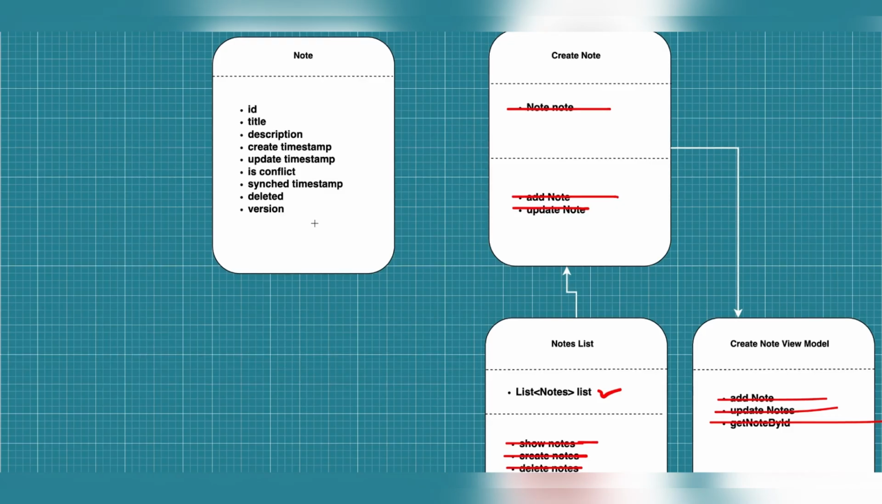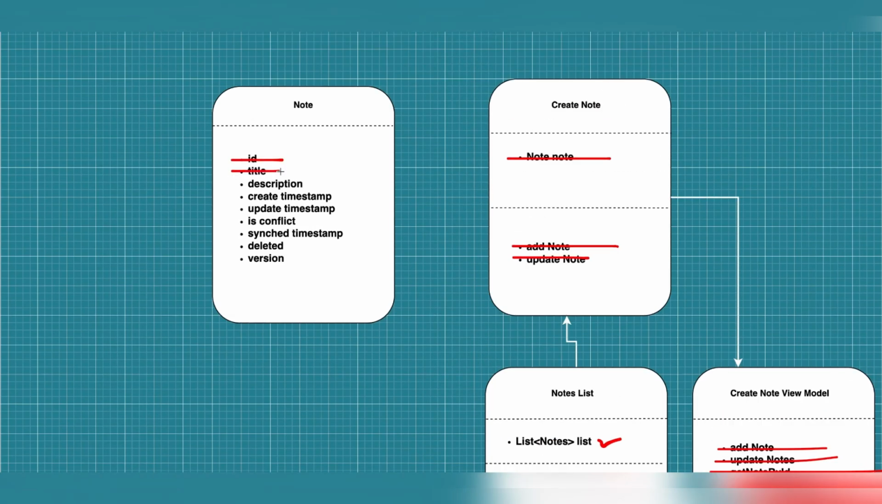Next, let's talk about the model. As you can see, we have fields like ID, title and description, pretty self-explanatory. Then we have a create timestamp, which stores the time when the note is first created. Next, there is an update timestamp, which changes whenever we update the note. There is also a sync timestamp, used when the note is actually synced with the database. The deleted flag helps us to mark a note as deleted instead of just removing it. And finally, the version field. That updates every time we make a change so we can track different versions of the note.